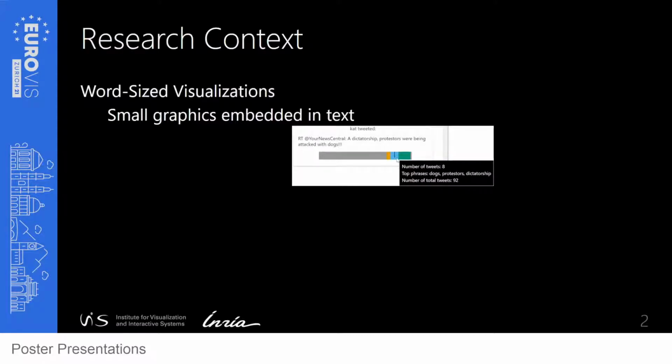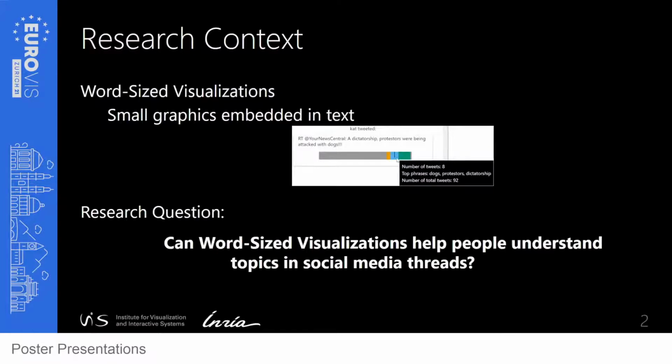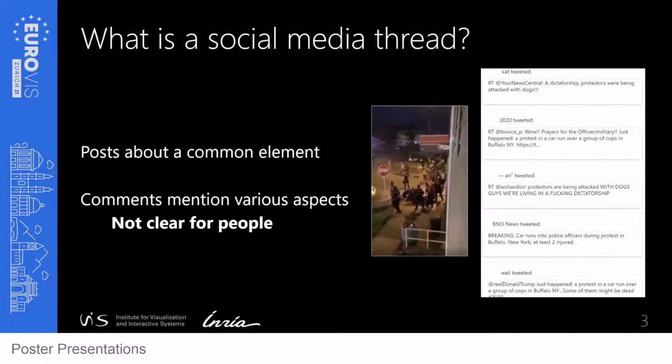When it comes to showing topic diversity in a social media stream, we wanted to find out how well they can help people understand in which different topic contexts something is discussed. In a social media thread, people can share posts and comments on a common element. In the Twitter data we collected for this study, that is a controversial video about a car driving into a group of police during protests in the USA.